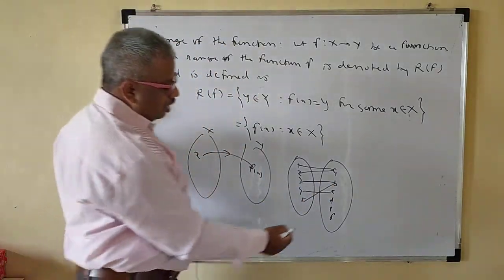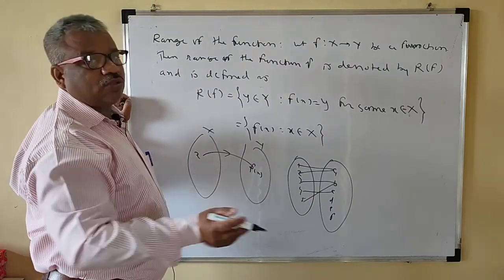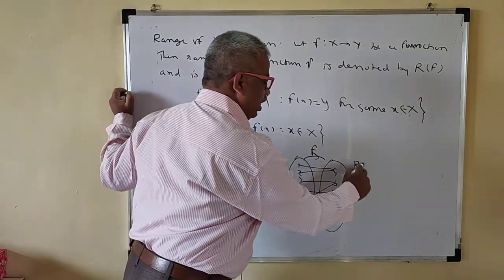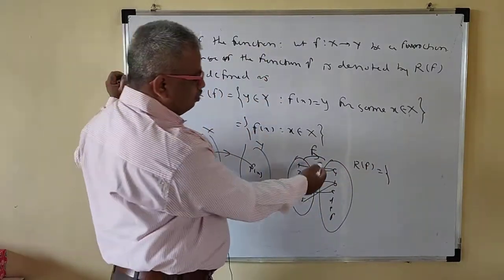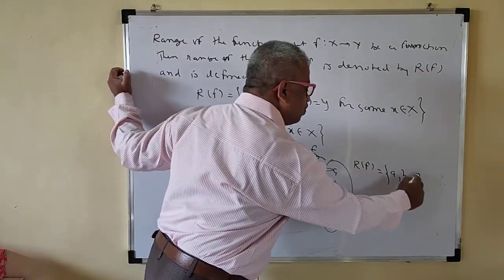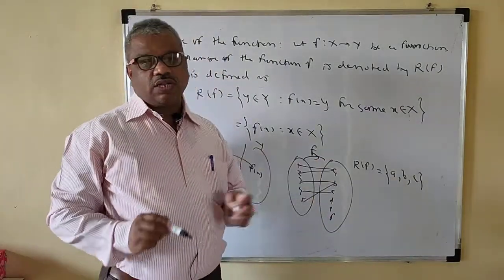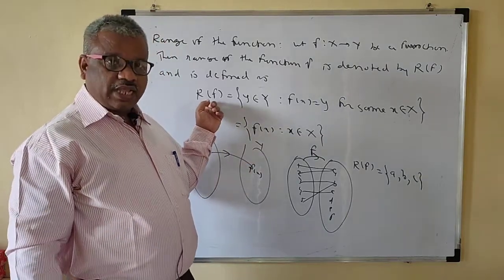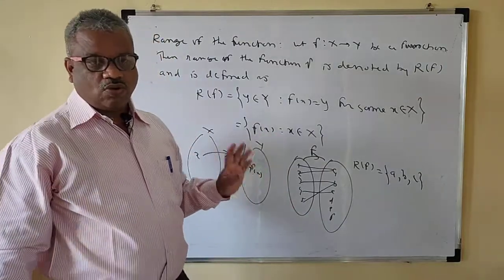Now see here, D, E, F don't have a pre-image. They don't have a pre-image, so they are not in the range. So suppose this is a function, then what will the range of F be? Those elements have a pre-image, only you have to take these. A has a pre-image, B has a pre-image, C has a pre-image. D, E, F don't have pre-images, so they are not in the range. So the range set is a subset of the codomain.